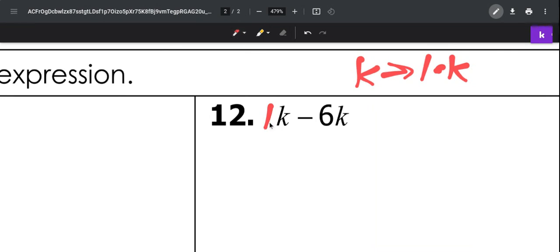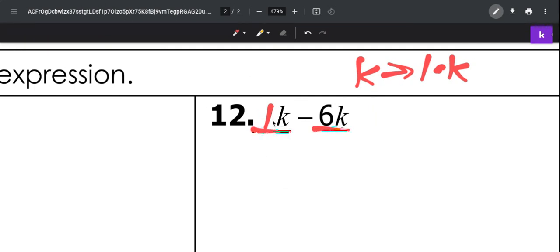Because if it were 0, k would not be there. You'll never see this written as 0k. All right? That applies for all variables. So we could do the same thing with x. We could do the same thing with y. We could do it however we wanted. So what we actually have is 1k minus 6k. And those two are like terms, so we underline them.